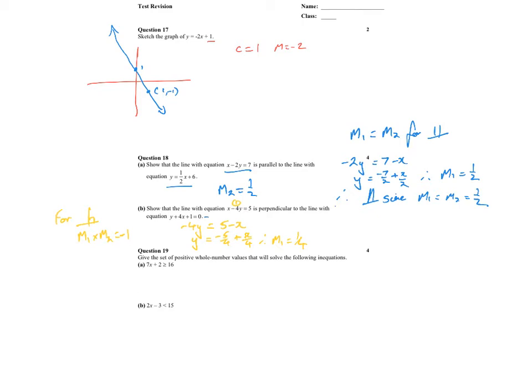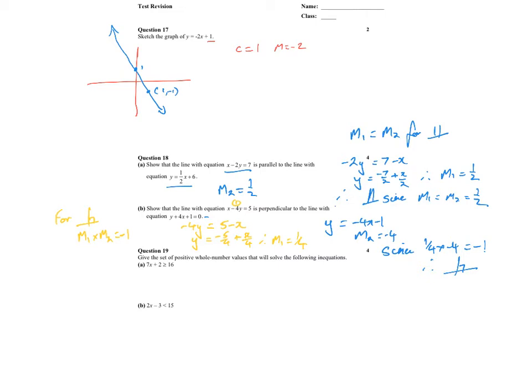What about gradient 2? I get y is equal to negative 4x minus 1. So M2 is equal to negative 4. Since, multiply them, 1/4 times negative 4 equals negative 1. Therefore, they're perpendicular. All right.